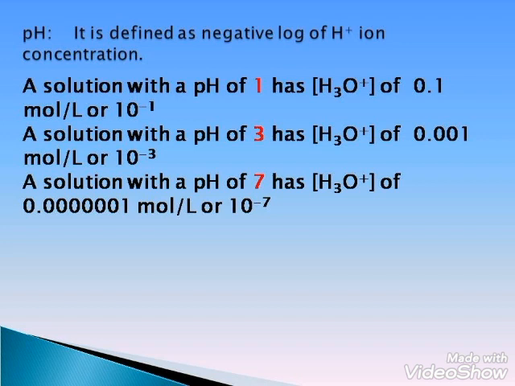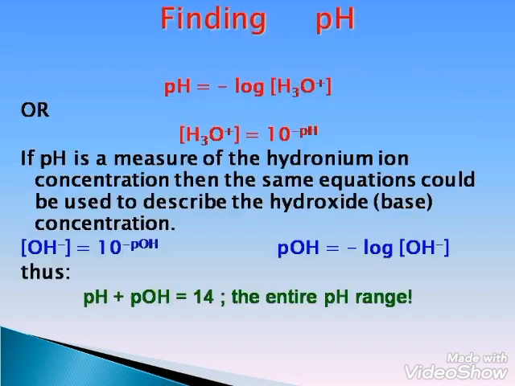So if the pH of a solution is 1, that means the concentration of hydronium ions in that solution is 0.1 moles per liter, or 10 to the power of minus 1. If it has a pH of 3, then the hydronium ion concentration is 10 to the power of minus 3, or 0.001 moles per liter. If it has a pH of 7, then similarly it has a concentration of hydronium ions of 10 to the power of minus 7 moles per liter.